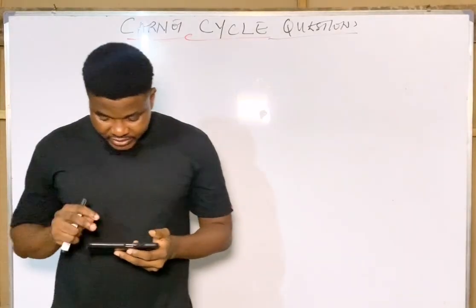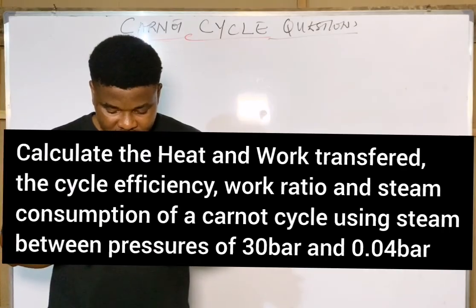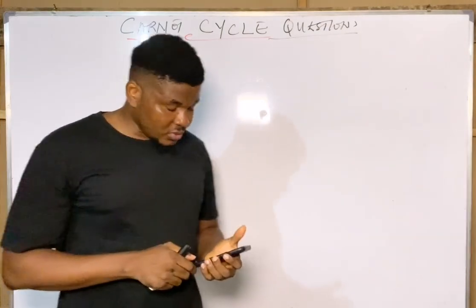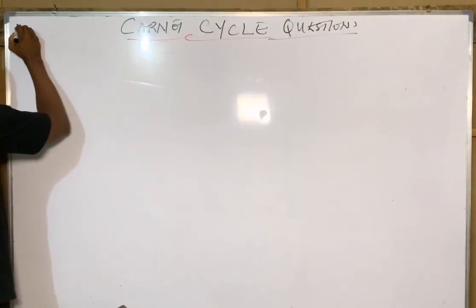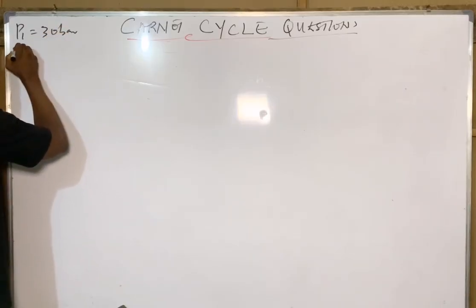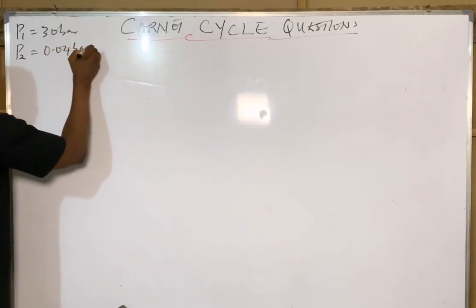Now this question says, calculate the heat and work transferred, the cycle efficiency, work ratio, and steam consumption of a Carnot cycle using steam between pressures of 30 bar and 0.04 bar. So key parameters here: P1 is given to us as 30 bar, and P2 is given to us as 0.04 bar.